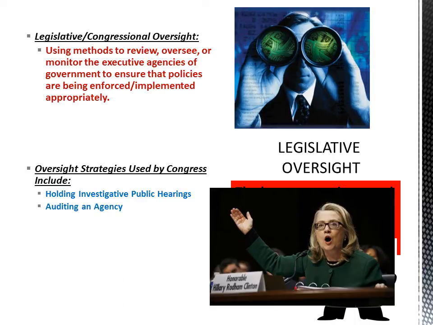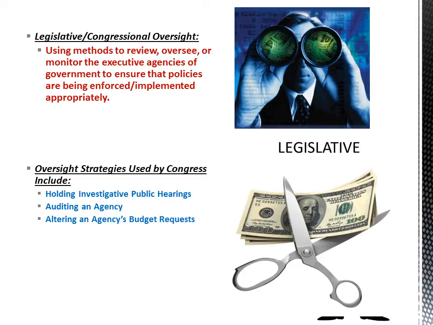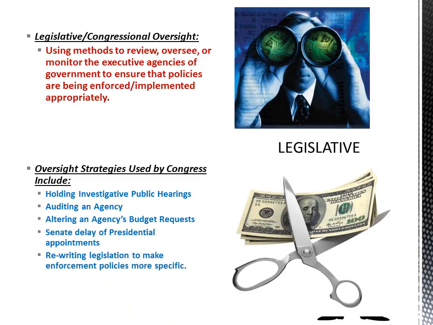Another thing they may try to do is audit an agency to see where confidential files and money is going to. Because Congress has the power of the purse, they could also alter an agency's budget requests if they feel that that agency is not doing a strong enough job. They also could use the Senate to delay any appointments the President makes to one of his agencies, and they could rewrite the legislation to make it more specific about how they want the policies enforced. In the worst case and most extreme scenario, they may choose to impeach somebody.